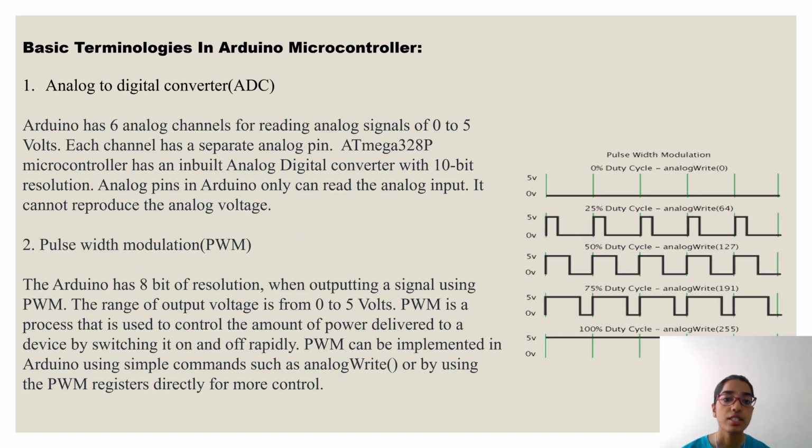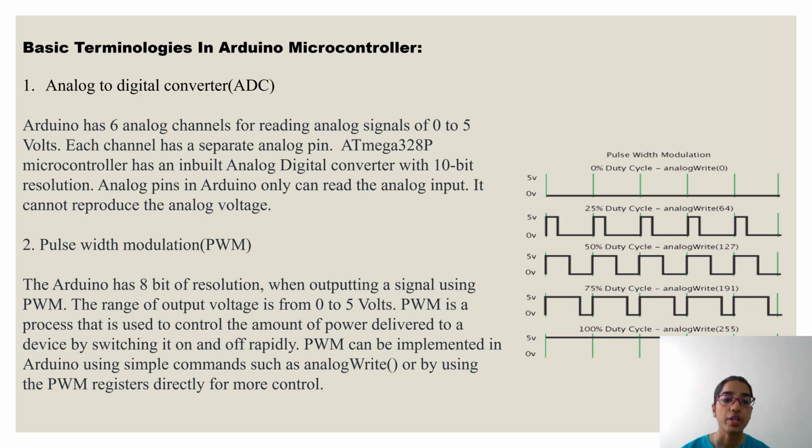Basic terminologies in Arduino microcontroller. First one, analog to digital converter. Arduino has 6 analog channels for reading analog signals of 0 to 5 volts. Each channel has a separate analog pin. ATmega328 microcontroller has an inbuilt analog to digital converter with 10-bit resolution. Analog pins in Arduino can only read the analog input. They cannot reproduce the analog voltage.